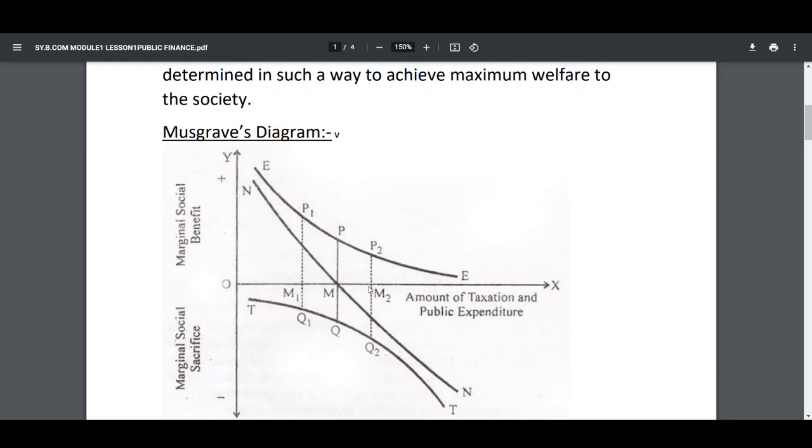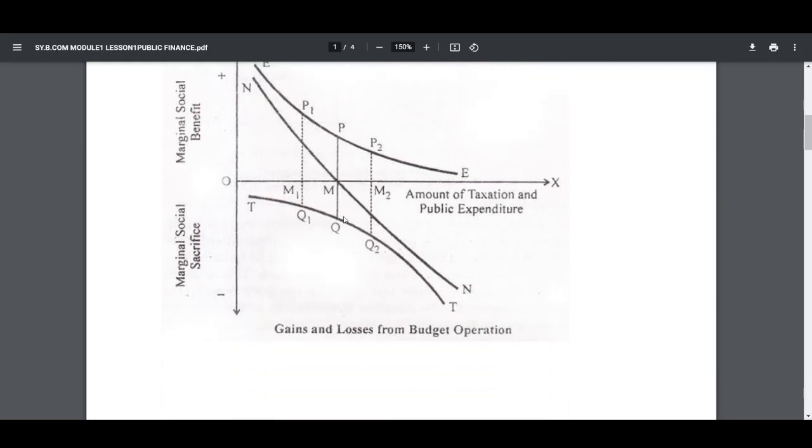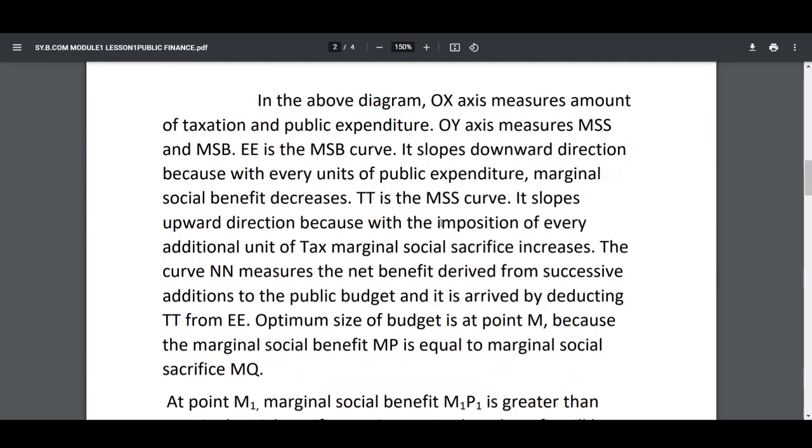And here, at point M2, M2P2 is less than M2Q2. So, sacrifice is more and benefit is less. Therefore, the net benefit is negative. And at point M, net benefit is 0 because MSS is equal to MSB. MP is equal to MQ.